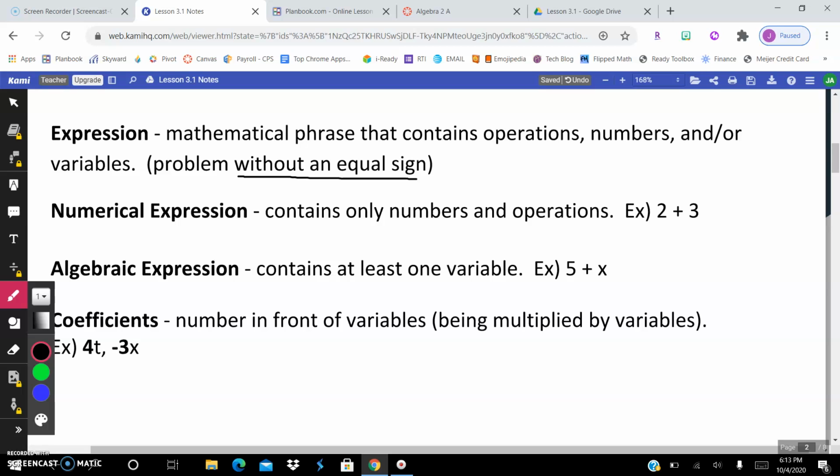And then coefficients. Coefficient is definitely a word you're going to hear a lot from now on. It is that number in front of the variables, the one that's being multiplied by the variables. So my example here, I put 4t and negative 3x. The coefficients would be 4 and negative 3.